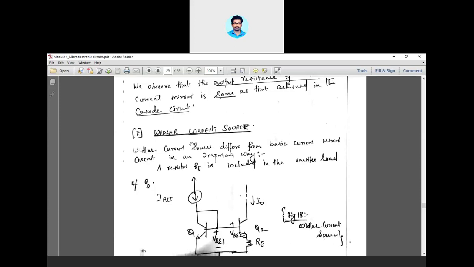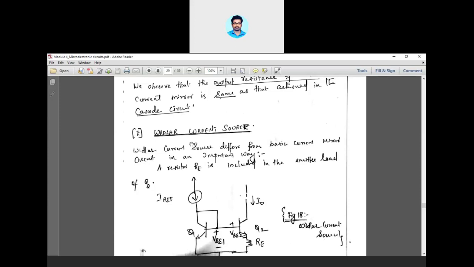But this circuit, Widlar's configuration, is a current source, means we can design any desirable current. We will be able to produce any desirable current with respect to a reference current. It is not a simple mirror. Simple mirror means I naught will be equal to IRF. But according to the Widlar current source, this particular circuit configuration is able to produce any desirable current whatever the user wants.